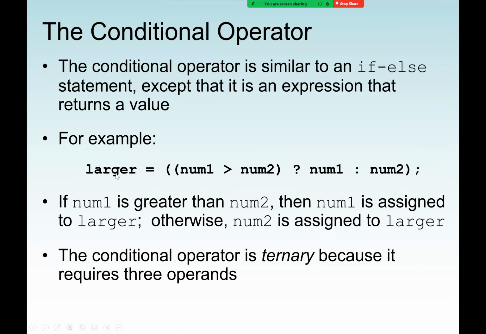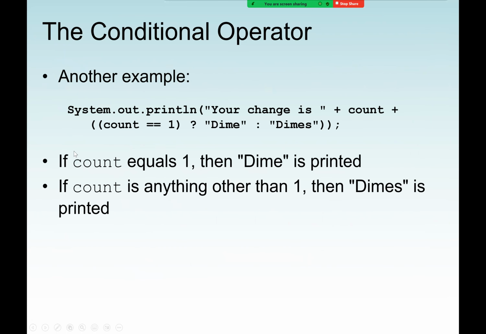Now, in previous lectures we covered the if-else. It's very difficult to write, and it doesn't even look very readable. So this is another example, System.out.println. Your change is whatever the count value is. Now, if your count is equal to 1, then we want to print dime. So for example, your change is 1 dime, or your change is 20 dimes. So again, you can see how this is better to write than using the if-else condition inside the System.out.println. This is a very good example of using the conditional operator.